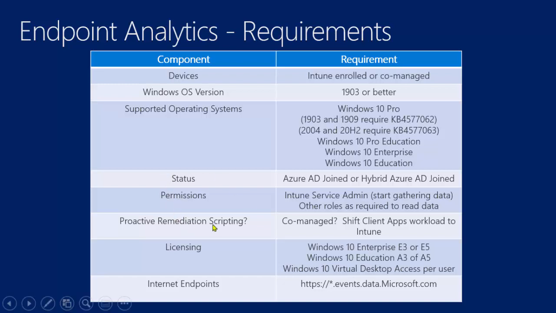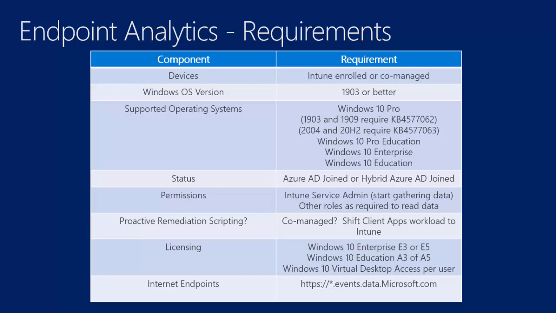Proactive remediation scripting. So if you want to do proactive remediation scripting, which you probably do want to do, then you need the device to be co-managed and the client apps workload shifted to Intune, or just Intune managed, right? And then in terms of licensing, these are the requirements that you see, and internet endpoints, the one that I show you on the screen, right? So I may say this again, but I'll raise it here, and it may seem a bit tangential, but I want to call it out.